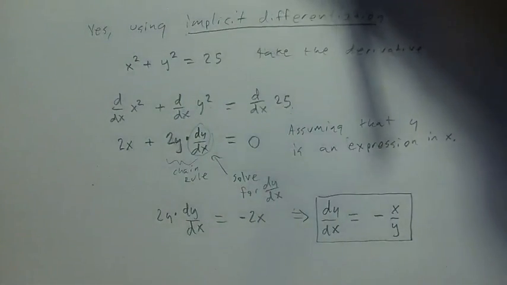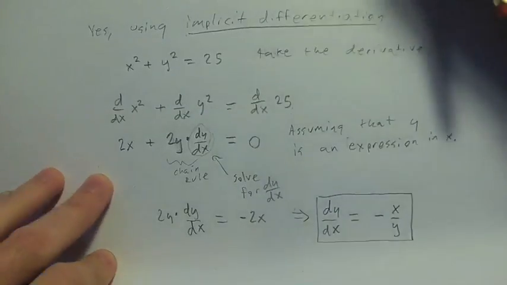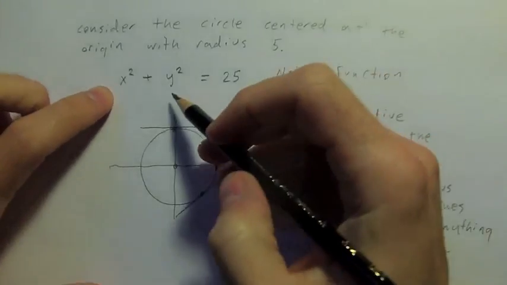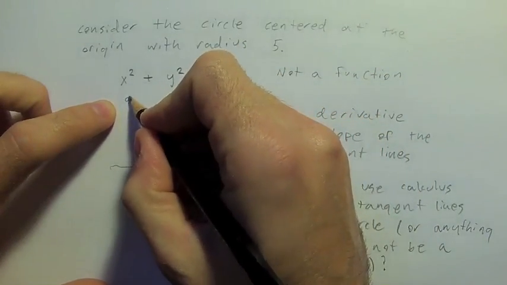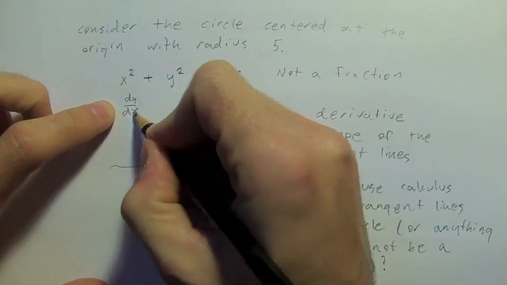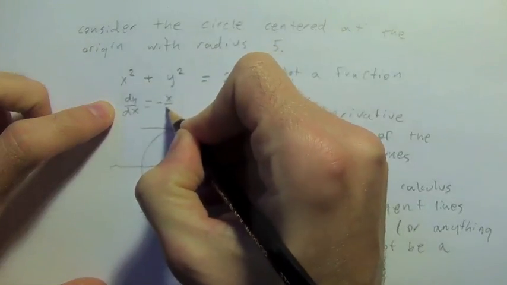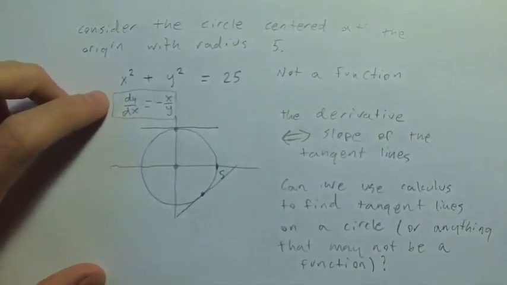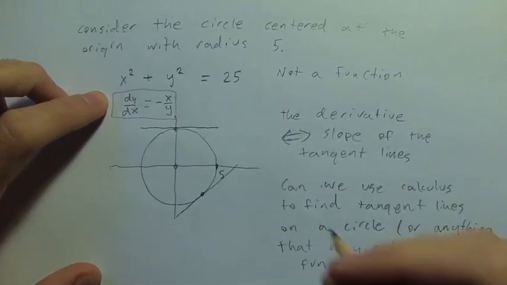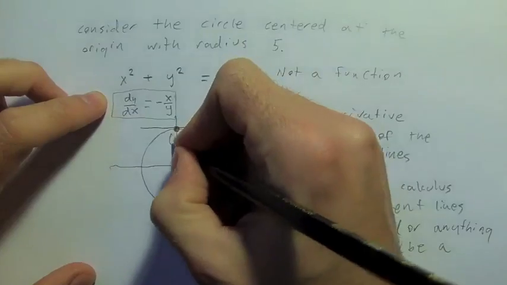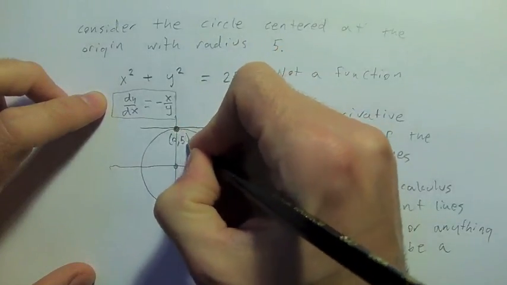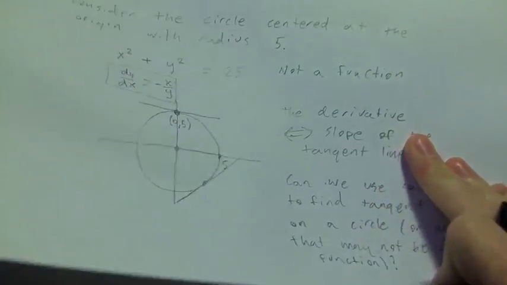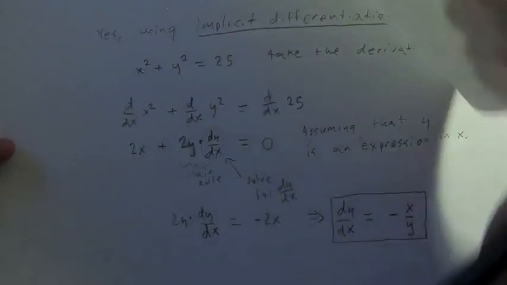Alright, so let's look at what we have here. Back to our circle. Given this, using implicit differentiation, we found that dy over dx is negative x over y. Now let's see if that matches the slope of our tangent lines. So let's look at the point 0, 5.